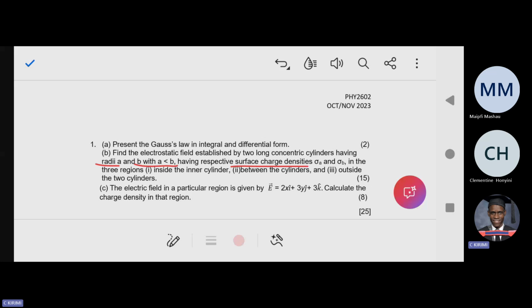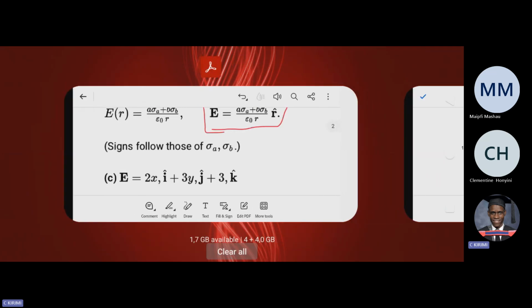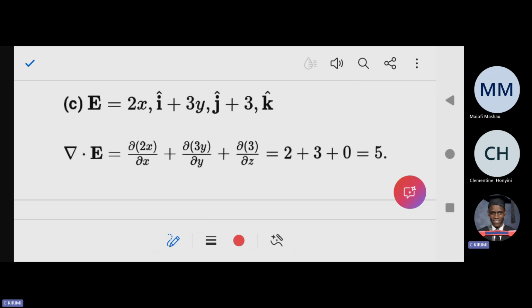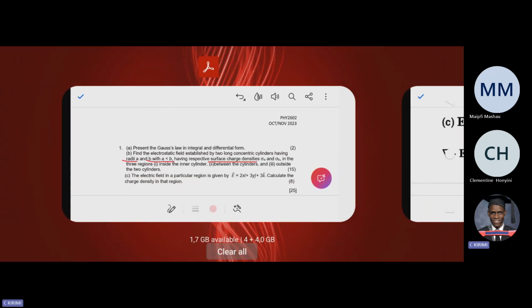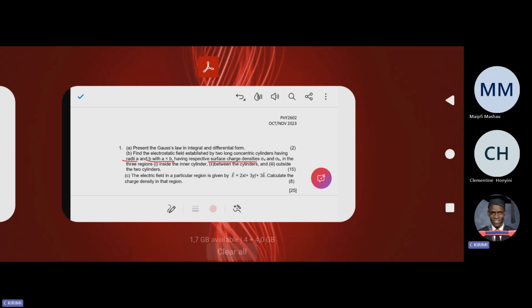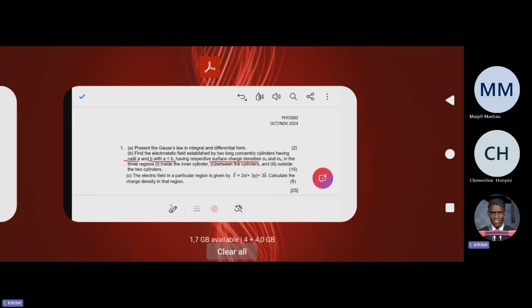The electric field in a particular region is given by E. Calculate the charge density in that region. This one is just a formula. If you know your E, then you just do the partial derivatives. It's not the first time we are doing this one. When you are calculating the charge density using only the partial derivatives, then you get your 8 marks, simple like that. This one is the easiest of them all. 8 marks giveaway, just do that partial.